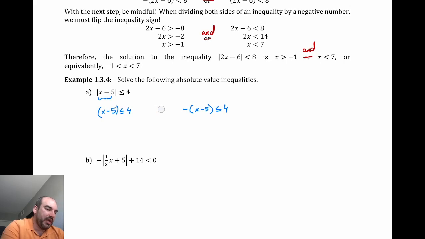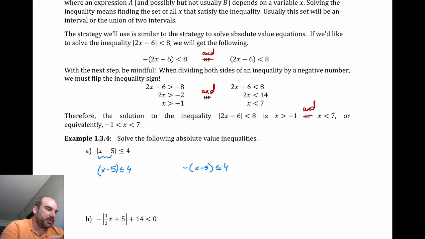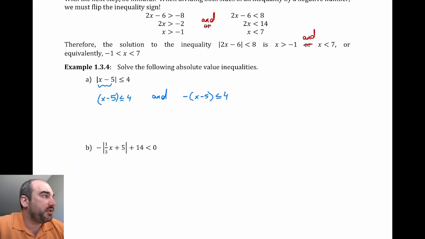So our example here, which category does that fall into? The one that we're working on. And it does. Good. So we're going to write and in between these, not or. Because in the end, we're gonna actually just do the intersection of those two answers.